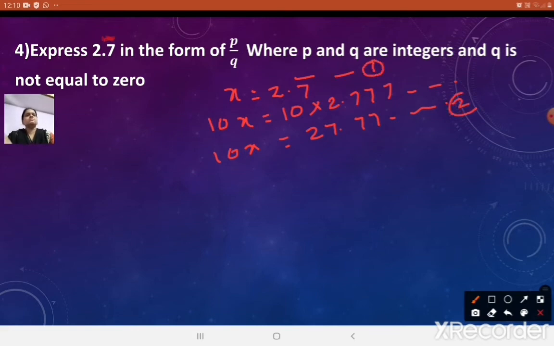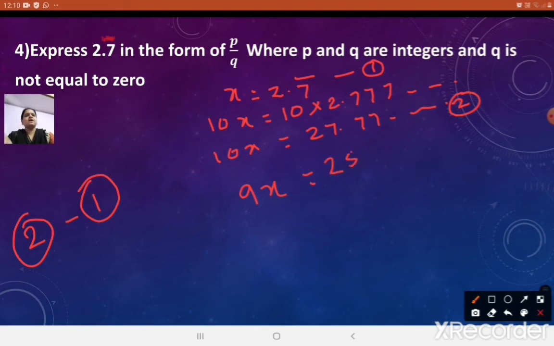This is your step 2. What we will do? Step 2 minus step 1. So 10x minus x is 9x. Now 27 minus 2 is 25 and 0.7 everything will get cancelled. Yes, I am doing it in short. If you want, you can do it with a few more steps. So x will become 25 by 9.